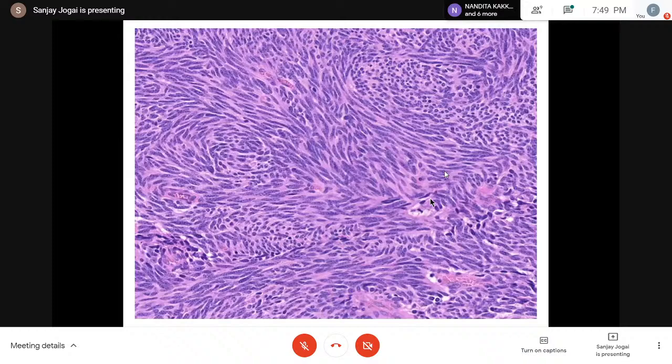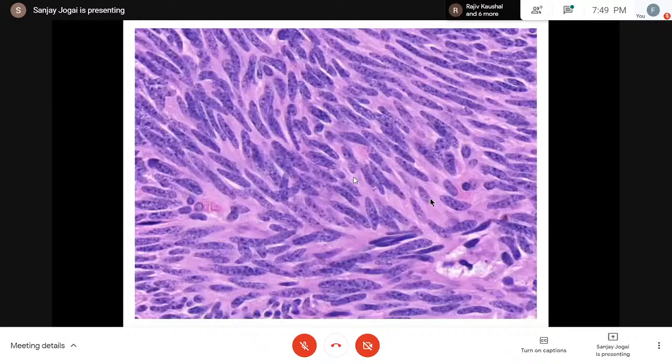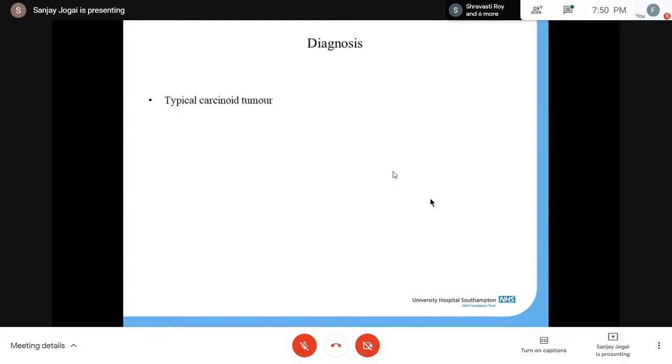And the morphology here is slightly different in the sense these are all very spindle cells compared to the previous example I showed you. And when you look at a high power, they still have a very stippled chromatin pattern. There is a lot of cytoplasm, and again, there are no mitotic figures and there is no necrosis. So although this has a spindle cell morphology, this is again a type of typical carcinoid.